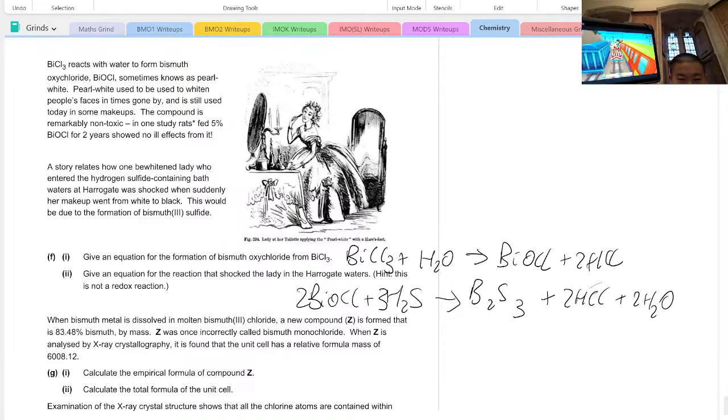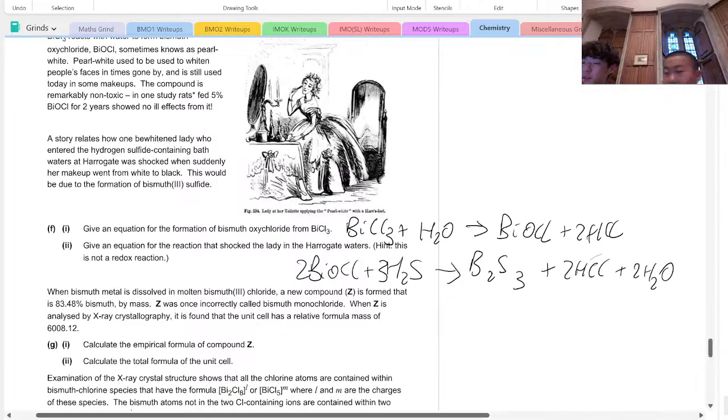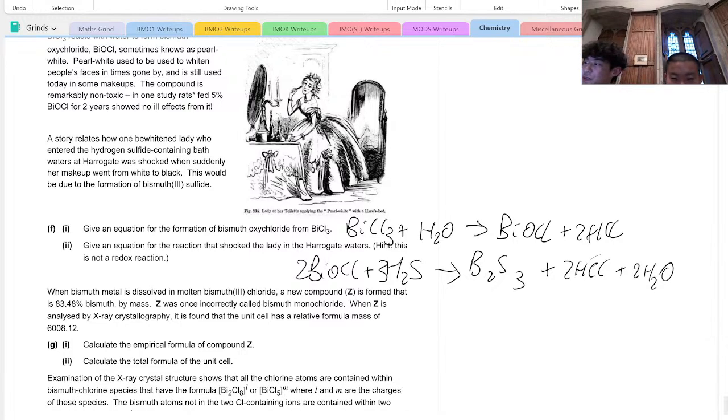Yeah. Okay. Wait. What's your answer? This is right: 2 BiOCl plus 3 H2S (aq) gives Bi2S3 plus 2 H2O plus 2 HCl. Yeah. Okay. Yep. You're gonna get RG, I believe.